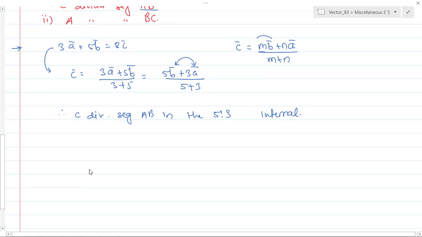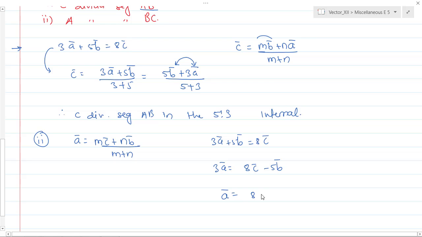Now let's check out the second question. A divides the segment BC. So A divides means the position vector of A bar equals, with C dividing BC, MC bar plus NB bar upon M plus N. Now what to do? Just try to convert the given statement 3A bar plus 5B bar equals 8C bar. Let's have the 3A bar on this side and the remaining on the other side, minus 5B bar. So A bar is equals to 8C bar minus 5B bar, upon 8 minus 5, which is nothing but 3.